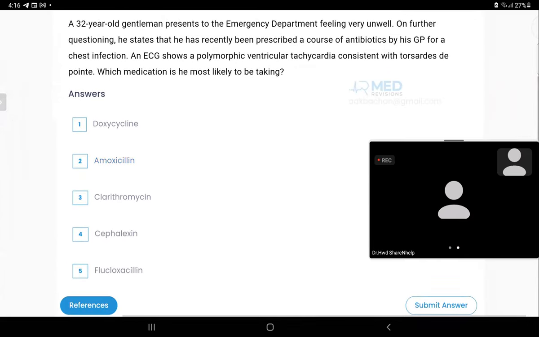This one says, what is the medication that they are taking? This person has torsades de pointes, which is polymorphic ventricular tachycardia. Which antibiotic course was he taking that has interfered with it? 32-year-old feeling unwell. On questioning, he states that he has recently been prescribed a course of antibiotics for a chest infection. ECG shows torsades de pointes. Which medication might have given rise to it? Clarithromycin, doxycycline, amoxicillin, cefalexin, flucloxacillin. I'm giving you breaks of a day so that you also go through your PLAB keys and learn with it. Clarithromycin is what you guys are saying. Let's see if that is true.